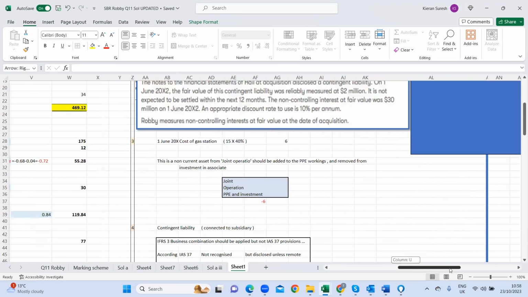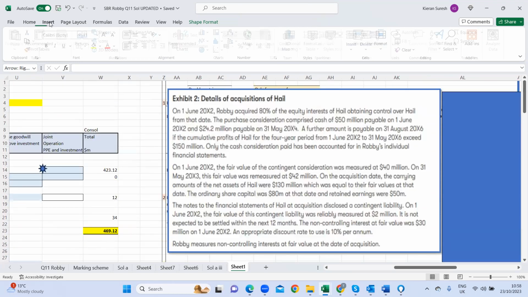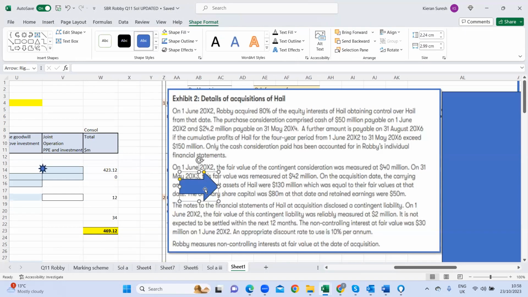If I look at the statement here, exhibit 2, because we were told to use exhibits 1, 2, 3 to get these answers, right? In the second paragraph, it says that on the acquisition date, the carrying amount of the net assets is 130 million, and then this is what I was looking for: the subsidiary's ordinary share capital. So the subsidiary's ordinary share capital was 80 million at that date, and retained earnings were 50 million. So there is an opening balance there, 80 million and 50 million, right?